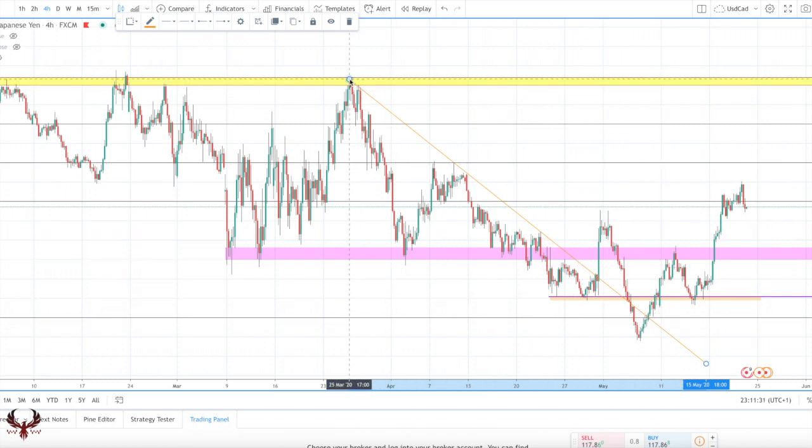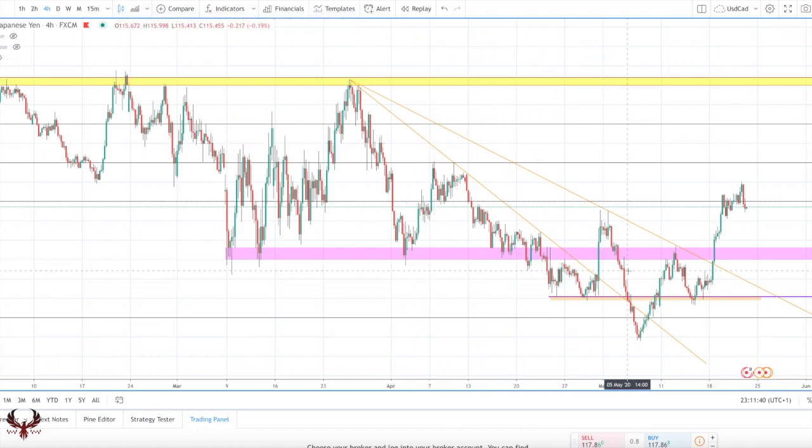Then there's also an outer trend line. If we take it from here to this lower high all the way over here, so we have an inner and an outer trend line. Now what this means is, as we're in a bearish trend, we would be looking for shorts.